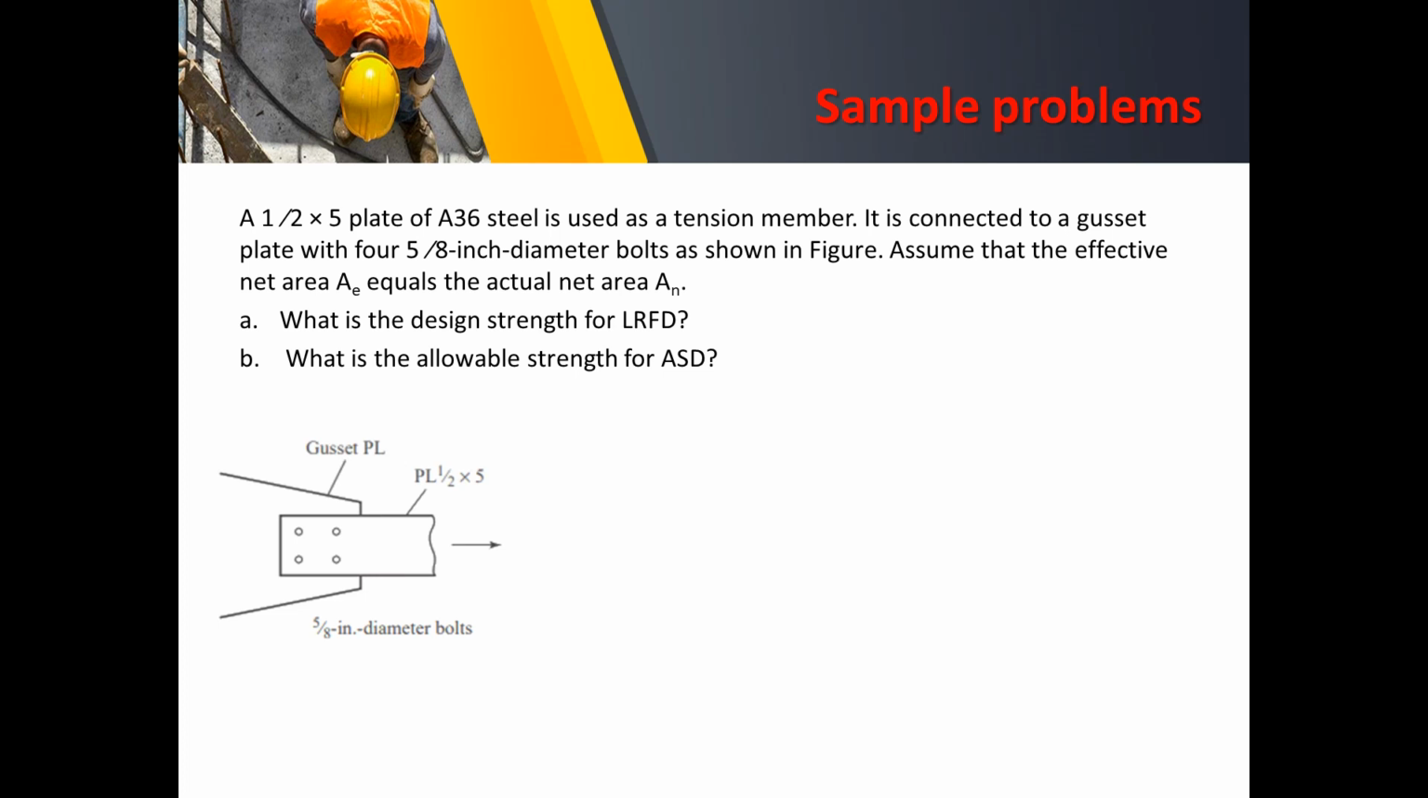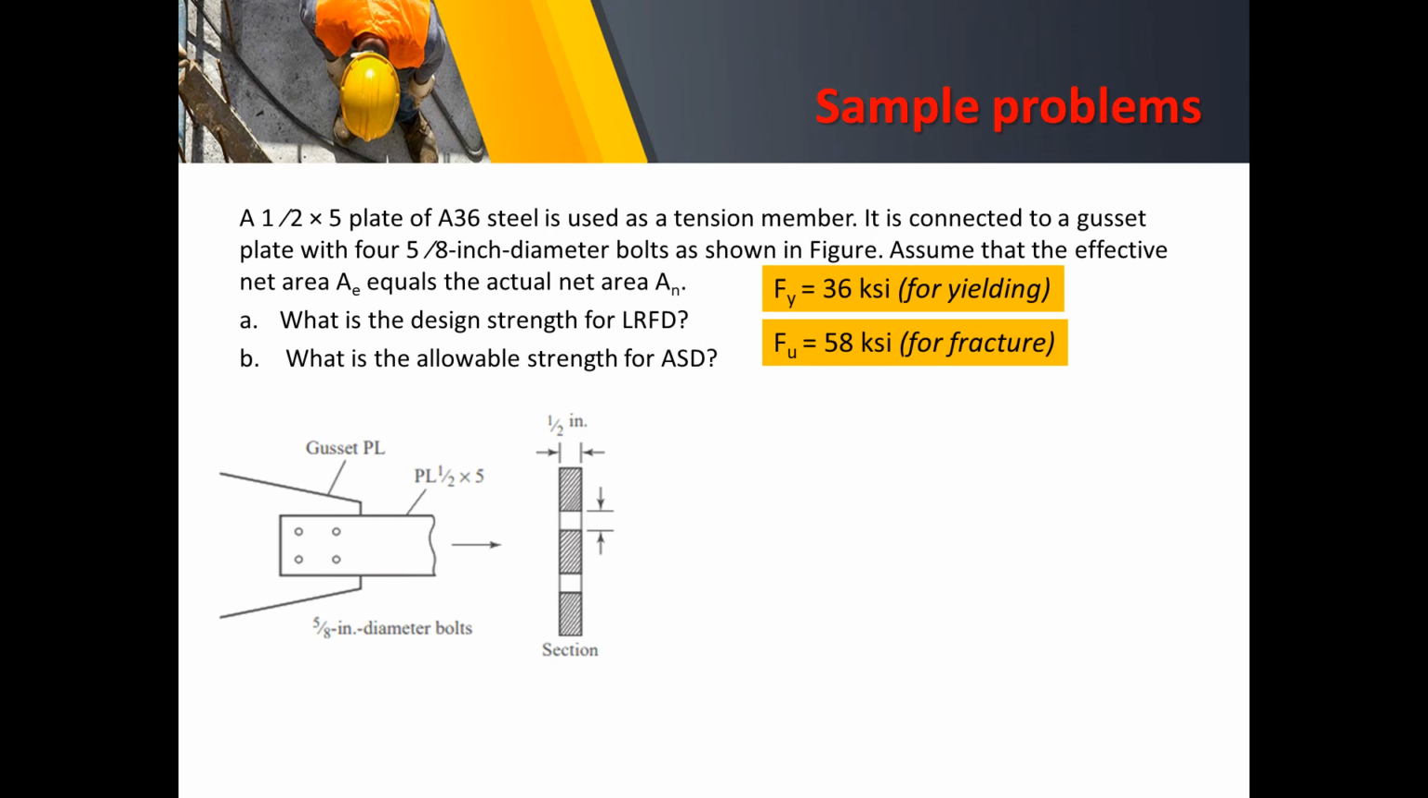So this is now the figure. The plate is connected through 4, 5/8 inch diameter bolts. Basically, this is the cross section having a thickness of 1/2 inch. We take note we are using A36 steel, so we will use Fy of 36 ksi for yielding, and Fu is equal to 58 ksi for fracture.